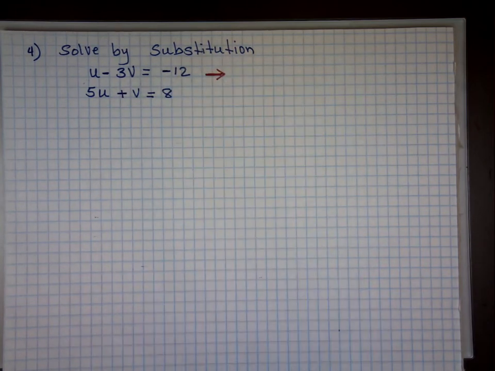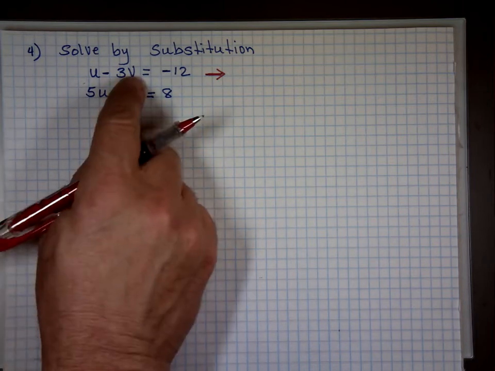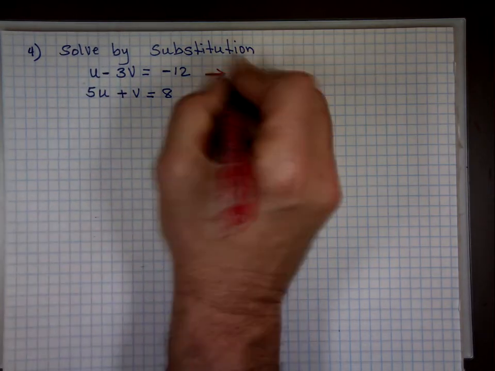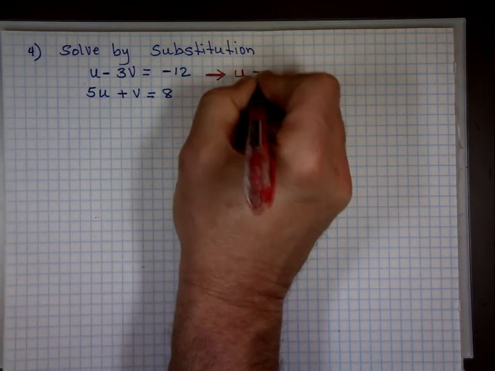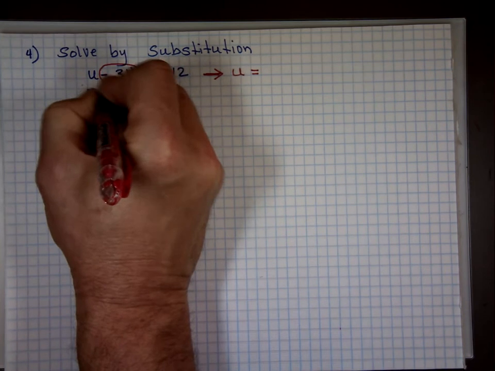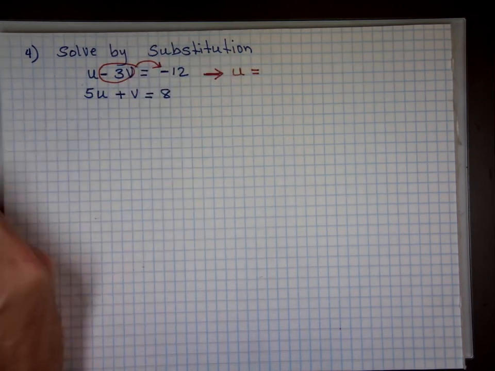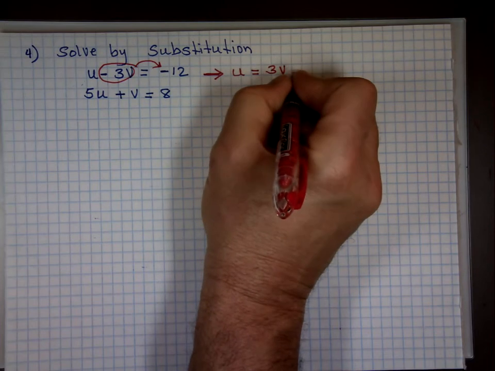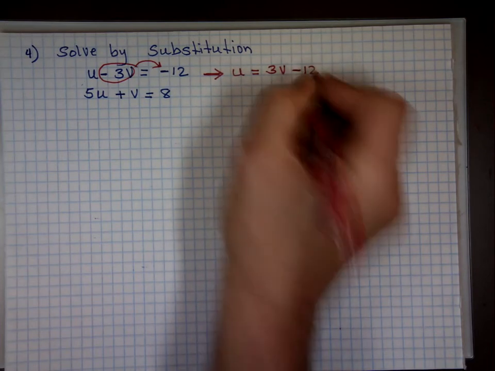There's nothing wrong with v, but if you solve for v, what are you going to have? Fractions. Why should you deal with a fraction if you don't have to? Because to solve for v, you'll have to divide by 3. But if I solve this one for u, take the negative 3v to this side, change sign. That becomes what? Positive 3v, and there's the negative 12. There's no fraction, nothing.